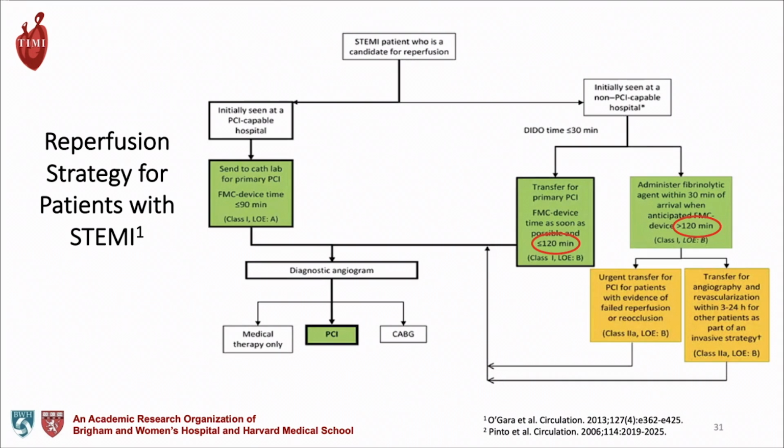On the other hand, if we move to the right side of the algorithm, if patients are initially seen at a non-PCI capable hospital, the decision that we're tasked with is whether or not to treat them with fibrinolytics, clot-busting medications to try to dissolve the coronary thrombus, or to try to transfer them to a primary PCI center. And the decision there depends on how quickly you think you can get them to a primary PCI center. And the magic number is 2 hours, 120 minutes, that appears in guidelines.